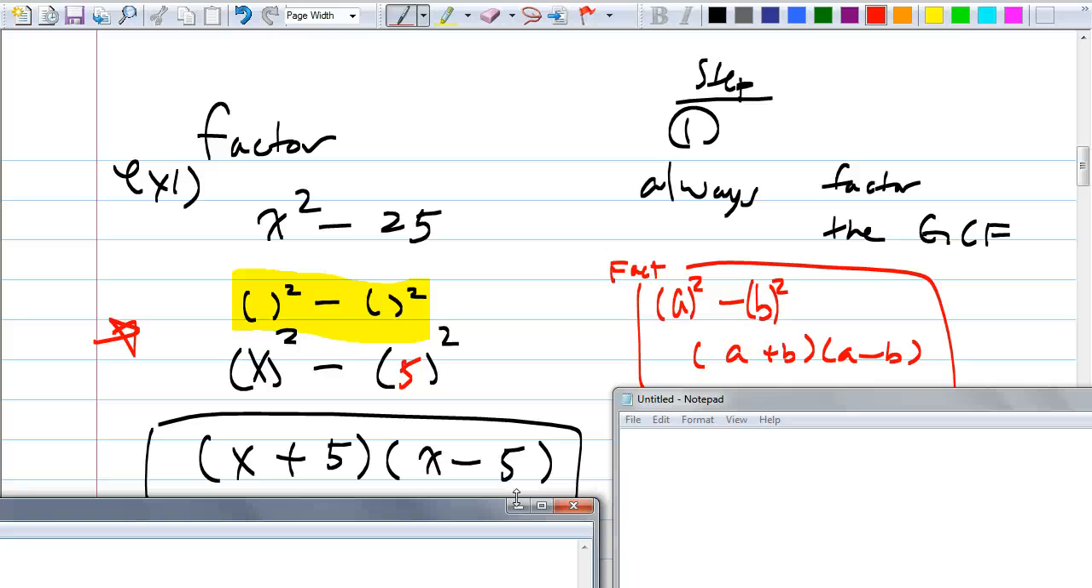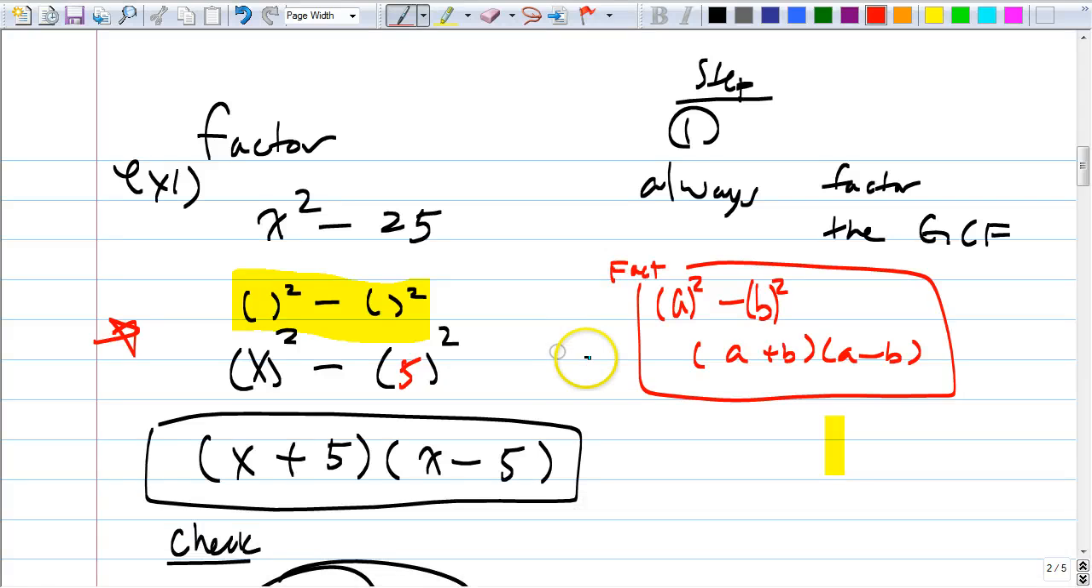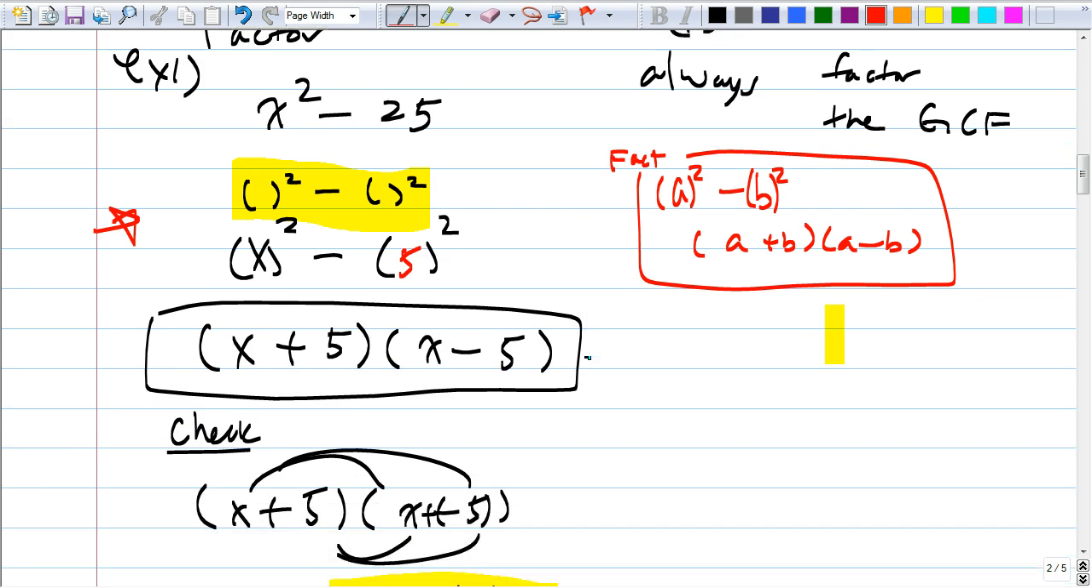x plus 5. I should get x. Yeah. So this is how you check. You just simply multiply them, right? When you multiply this out, you expect to get, if I got this right, x squared minus 25. Do I get x squared minus 25? Go ahead, everybody multiply it out. Paul, did you have a question?